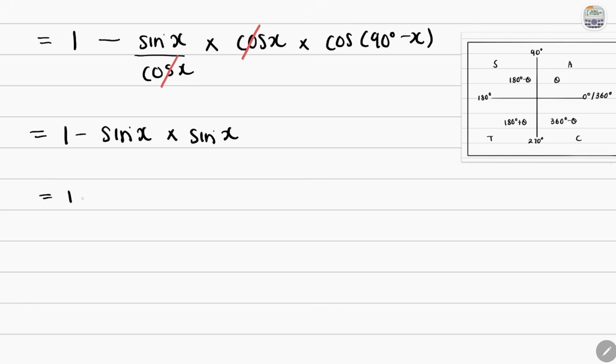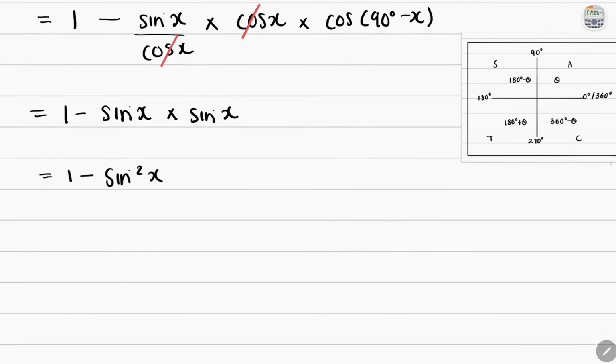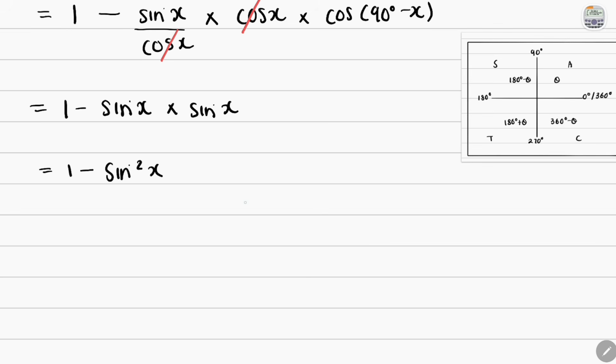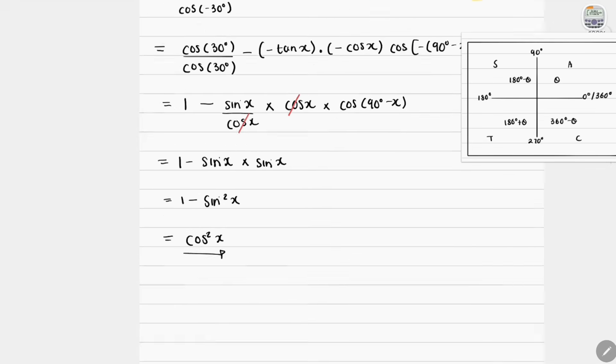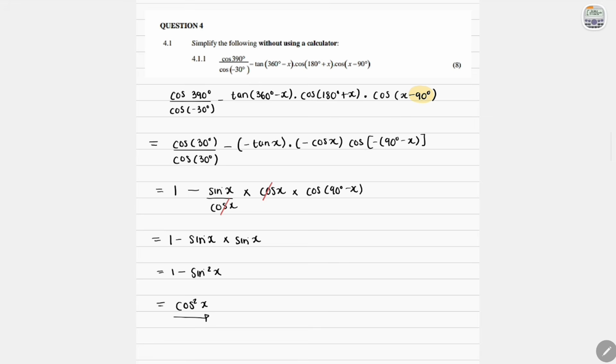And so our final answer is 1 minus sine x times sine x, which is sine squared x. We need to simplify to a single trig ratio. So 1 minus sine squared x. Do you remember that sine squared x plus cos squared x is equal to 1? So if you wanted sine squared x to come over, you just take that over, and you would see that this would become 1 minus sine squared x. And so this is equal to cos squared x. So our final answer is just cos squared x, and that is our answer. And that is it for that question, which was a total of 8 marks. Moving on to the next question.